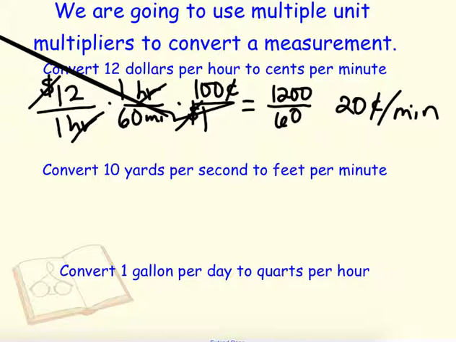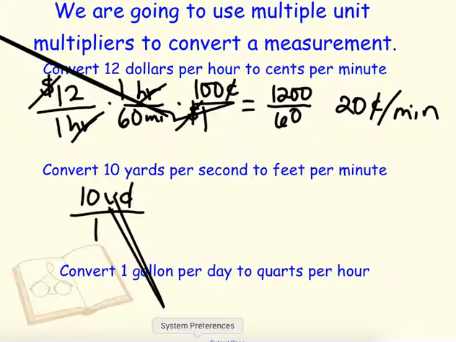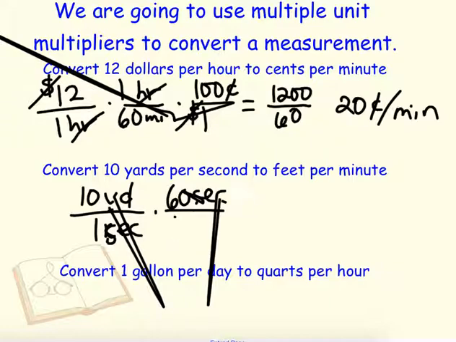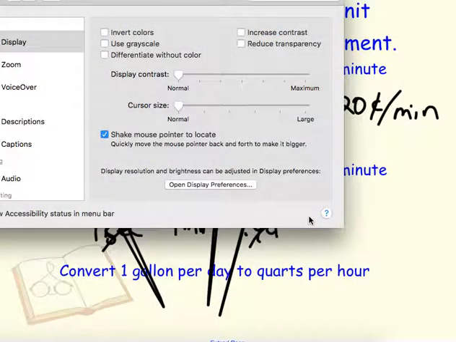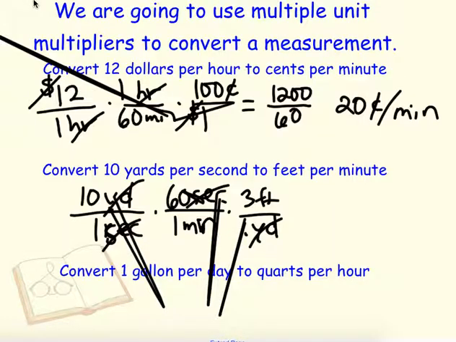All right. Convert 10 yards per second to feet per minute, so 10 yards per 1 second. So I'll convert the seconds. We have 60 seconds in 1 minute. And we have my 1 yard to 3 feet, which means my yards go away, my seconds go away, and we multiply all that together. Sorry, let me get rid of that really quick. And we end up with 1,800 feet per minute.